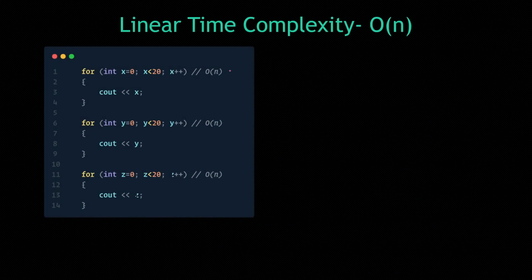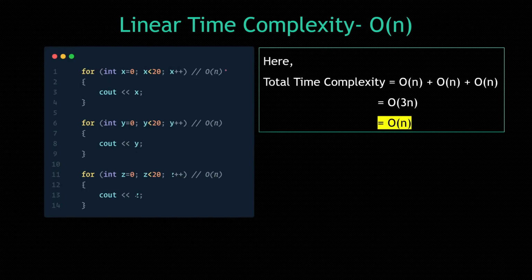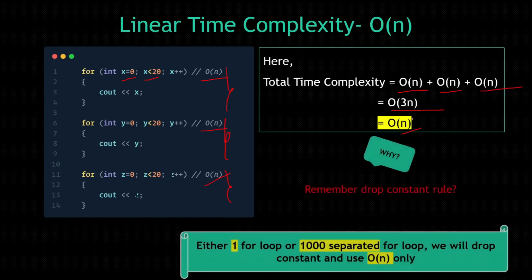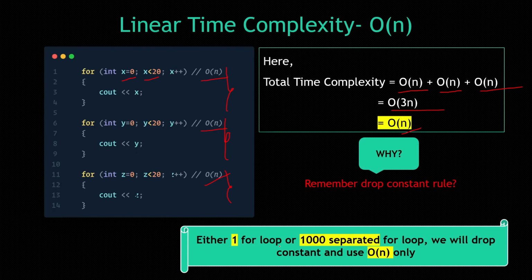Another example of linear time complexity O(n). Here's a for loop which will run from x equals 0 to x less than 20. So the complexity of this portion will be O(n), and for this for loop the complexity will be O(n), and for this one O(n). Here the total time complexity equals O(n) plus O(n) plus O(n), which is O(3n). We can write it as O(n), but why? Remember the drop constant rule. Whether it is one for loop or 1000 separate for loops, we will drop the constant and use O(n) only. So the time complexity of this program will be O(n).